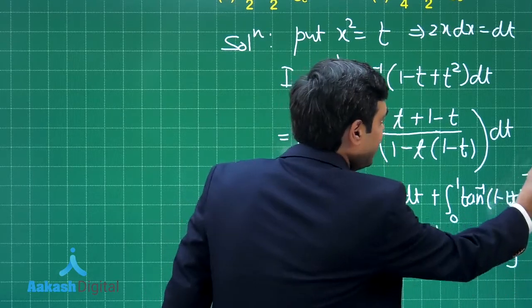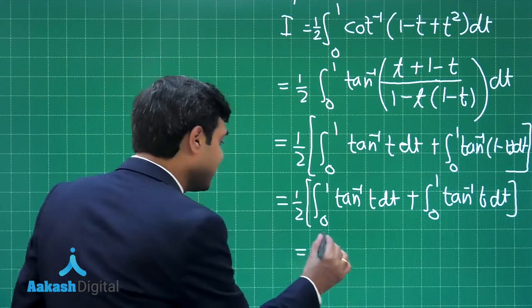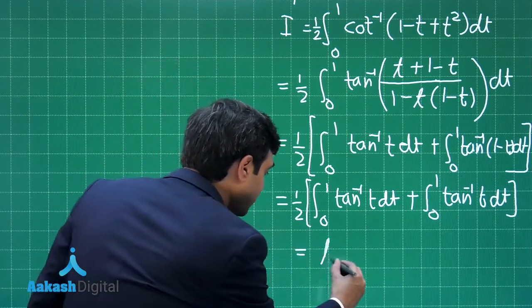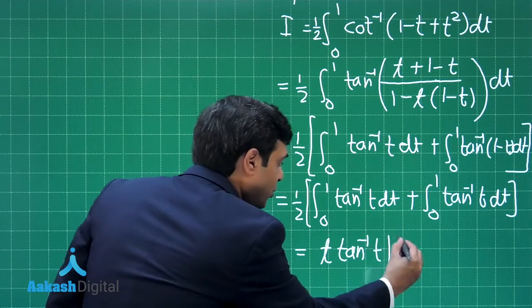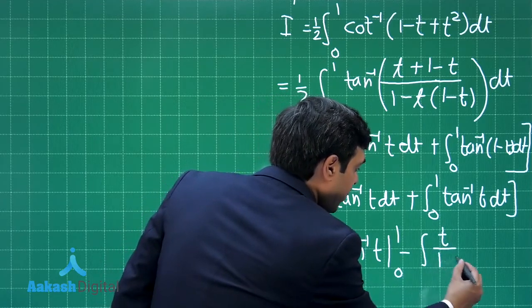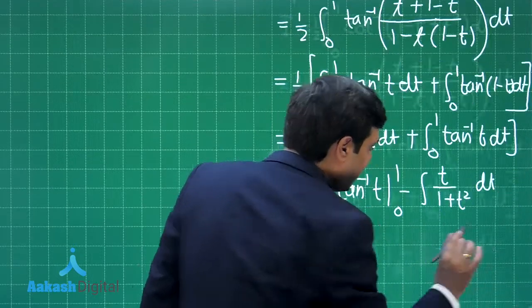So you can see it is 2 tan inverse t now. 2 is cancelled with half, so the simple result is integral 0 to 1 tan inverse t dt. Just integrate to get the result, t tan inverse t within the limit 0 to 1 minus integral t upon 1 plus t square dt. I'm sure this is clear.